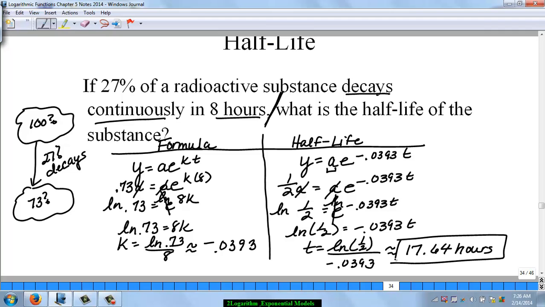Which in a way kind of makes sense, because if 27% of it was gone in 8 hours, it's going to take longer, so at least that much. And you're saying, well, it's 27%, and now 50% of it gone. Yeah, that kind of makes sense that it's about 17.64 hours. So I wanted to model how you find the formula first and then you do the half-life.